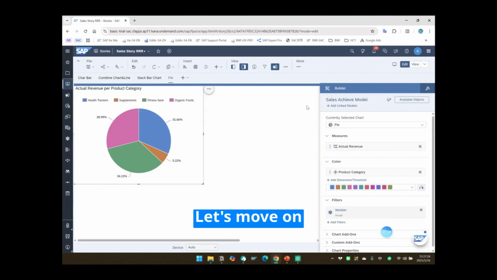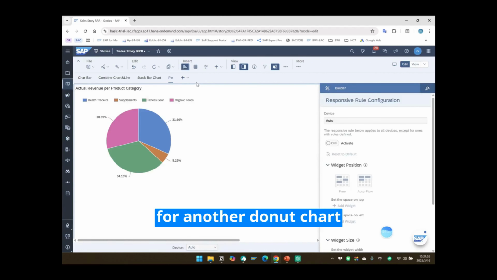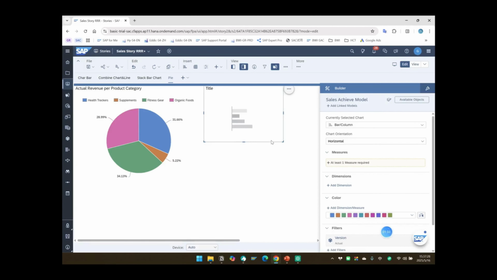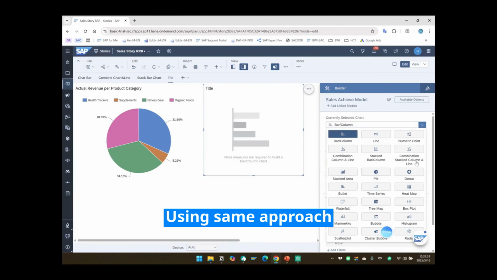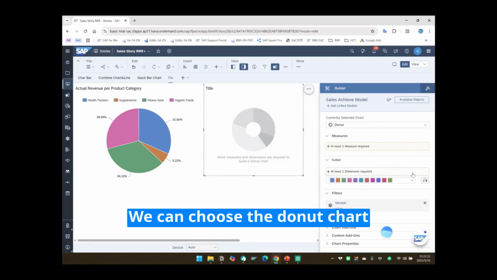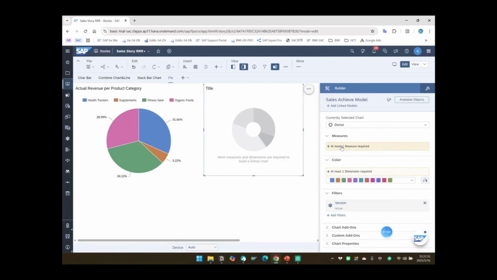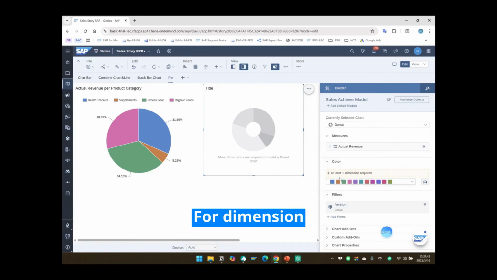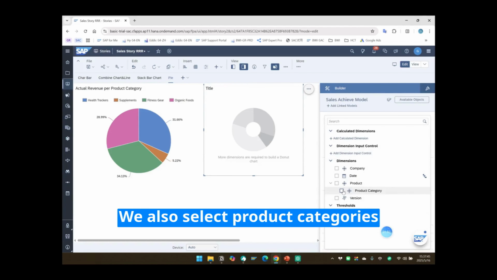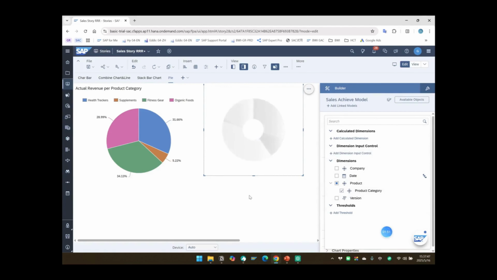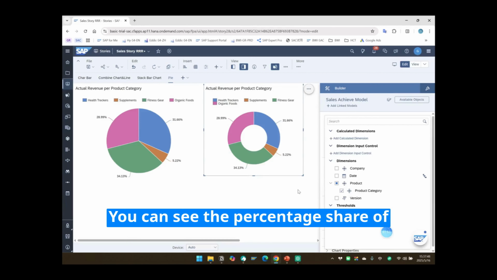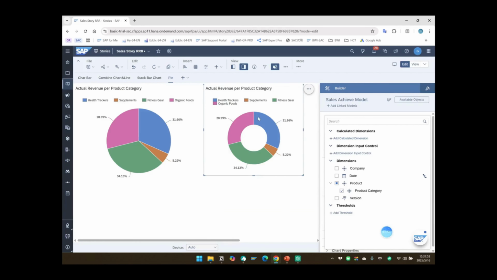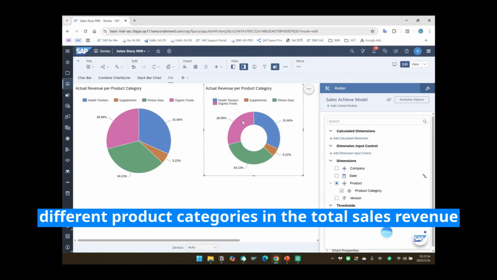Okay, let's move on for another donut chart. Using the same approach, we can choose the donut chart. Set measure to sales revenue. For dimension, we also select product categories. You can see the percentage share of different product categories in the total sales revenue.